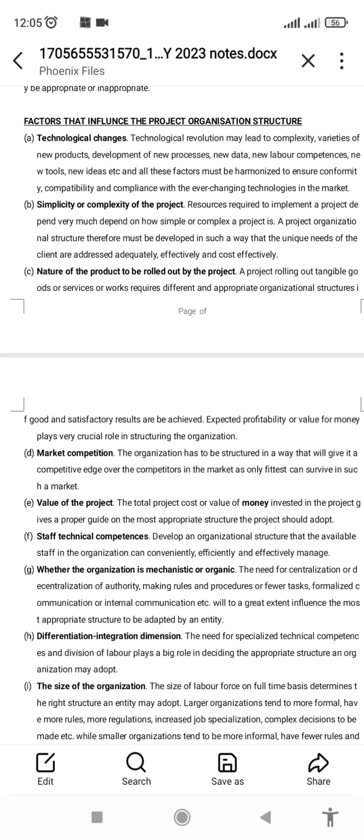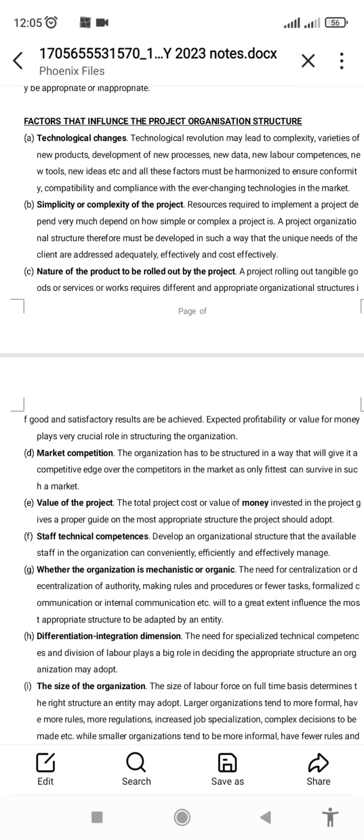So the first factor, technological changes. A technological revolution may lead to complexity, varieties of new products, development of new processes, new data, new labor competences, new tools, new ideas, and many others. Then thereafter, nature of product to be rolled out by the project. A project rolling out tangible goods or services or work requires different and appropriate organizational structures if good and satisfactory results are to be achieved.